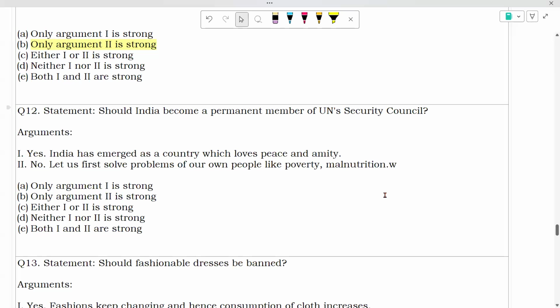Okay. And then come to the first one. India has emerged as a country which loves peace and amity. Is that a very good argument to be a member of UN Security Council? It is one of the arguments put forward by the diplomat that India is not an aggressive nation like China. And that is why it should be a member of UN Security Council. So what do you think? The second one is weak. Is the first one correct or strong?